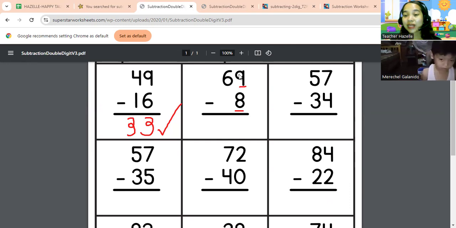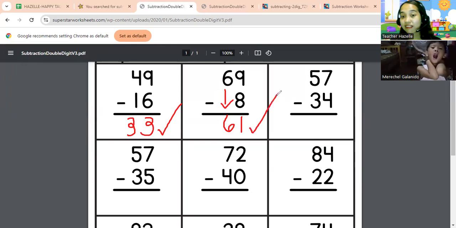9 minus 8 equals how many? Equals 1. Very good. And then you just have to bring down number 6. What's the final answer? The final answer is 51. Very good. Okay, let's continue.